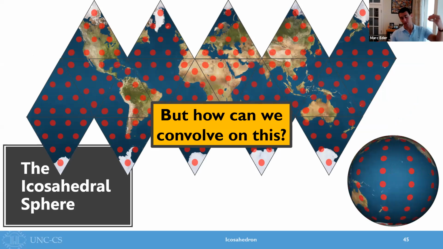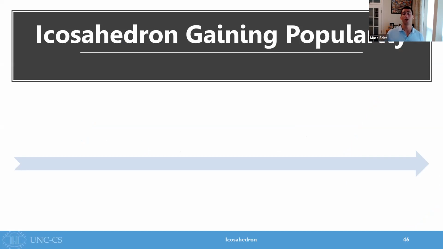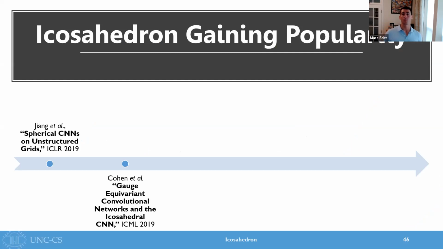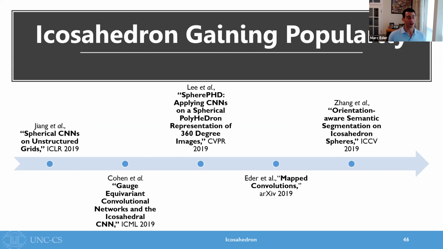Now enter researchers. Despite this representational drawback, the icosahedron has gained popularity among a lot of recent work on this topic. 5 separate papers touting its benefits were published in 2019, and each one proposed a different way to handle the representation issues. So, you know, we were talking about those 3 different classes. This is kind of a 4th class of how to address this. And this really showed up in the last, at this point, about 18 months.